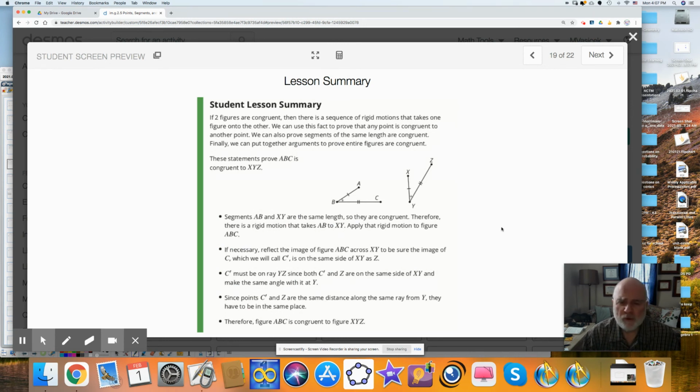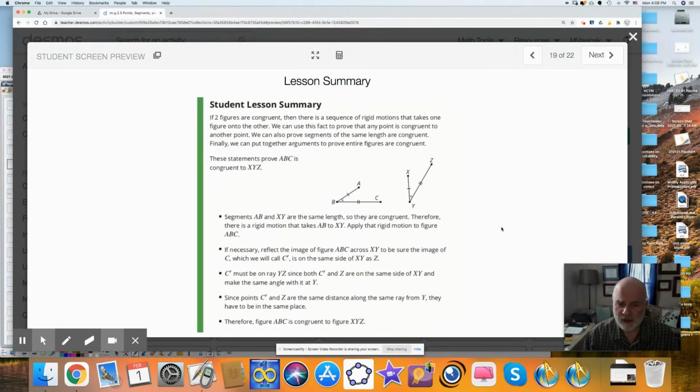If two figures are congruent, there's a sequence of rigid motions that takes one figure onto the other. We can use this fact to prove that any point is congruent to another point. We can also prove that segments of the same length are congruent. And if you get that part of it, you've gotten the lesson for today. That's the big part of the lesson today. But finally, we can put these arguments together to prove entire figures are congruent.